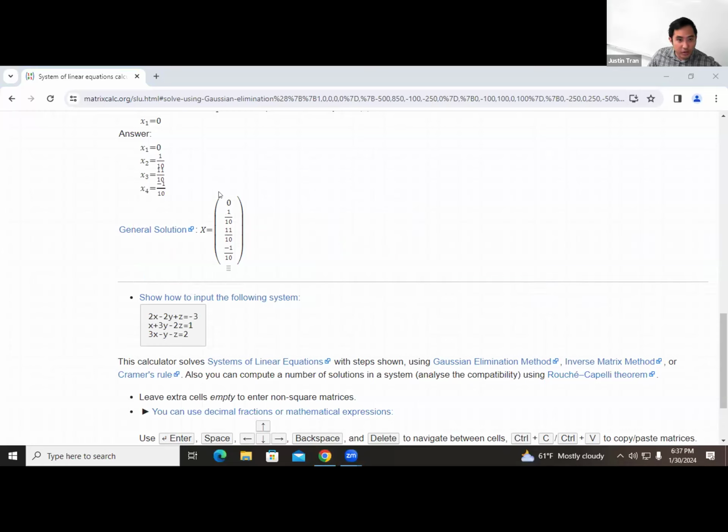The solution here, you can see we have 0, 1/10, 11/10, and minus 1/10. So it actually does it in decimals, which is pretty nice. This first entry here is D1. The second entry here is D2, D3, and D4. If you equate that to decimals, and that's what I have in my notes, D1 is equal to 0, D2 is 1/10, which is 0.1, D3 is 11/10, which is 1.1, and D4 is minus 1/10, so it's minus 0.1.